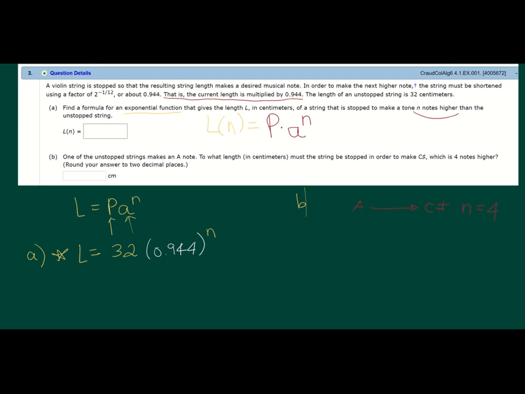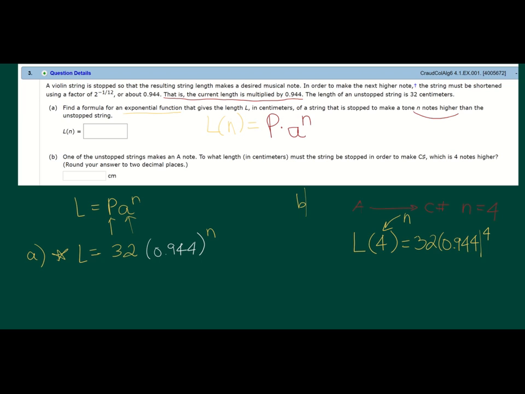That's n equals 4. So what we can do now is figure out the length of the string using our formula. We're trying to determine what is L of 4 here, right? Our input variable is n. So L of 4 equals 32 centimeters times 0.944 raised to the 4th power.